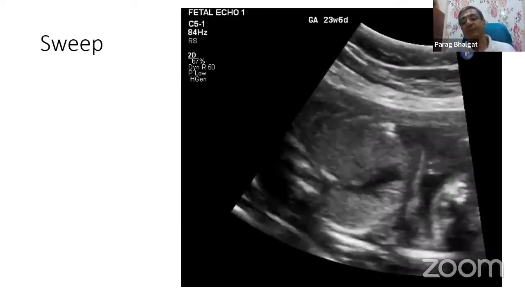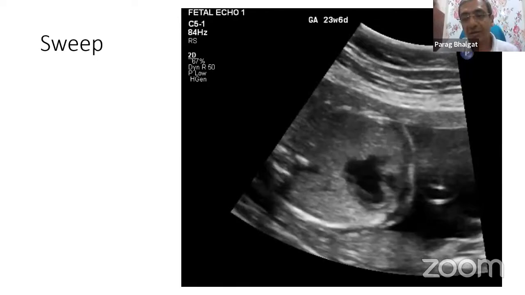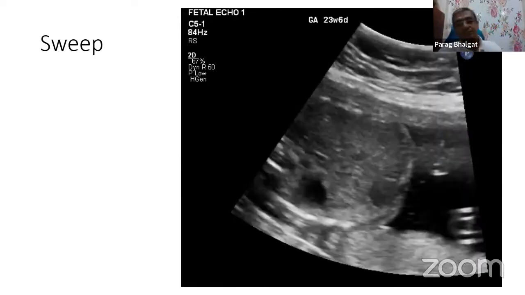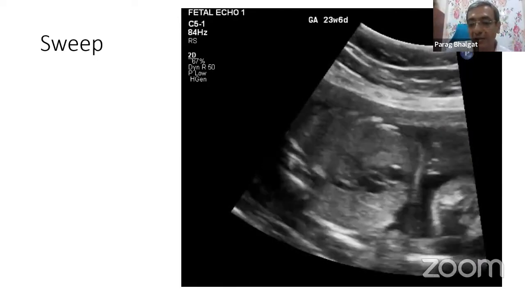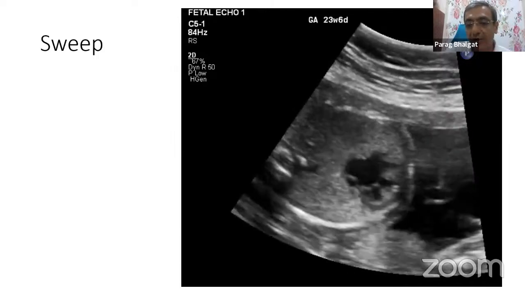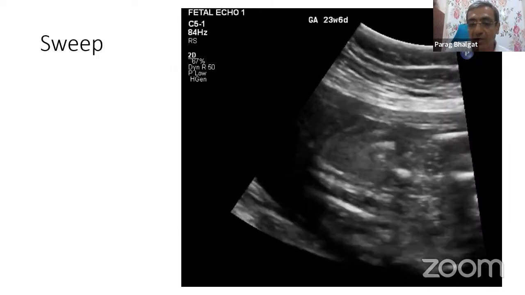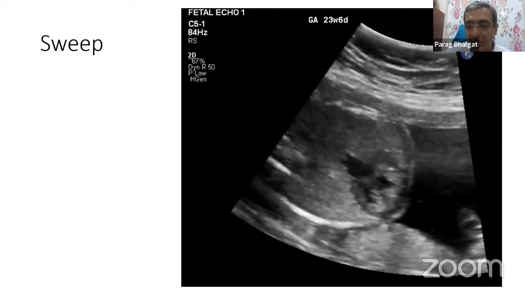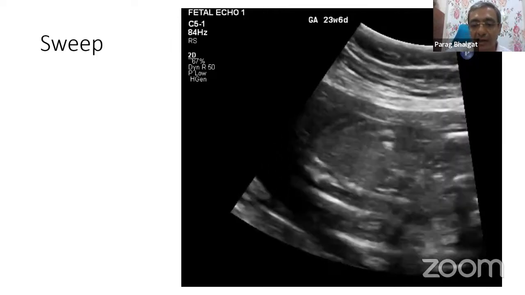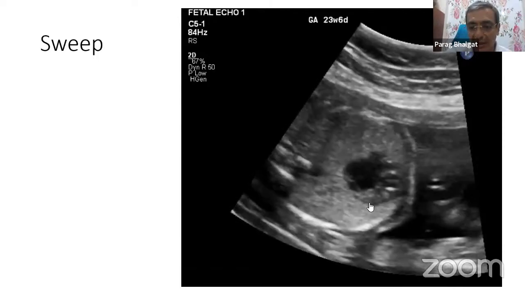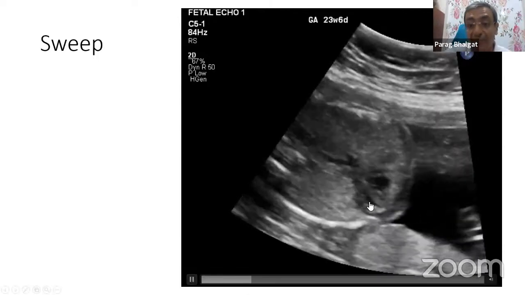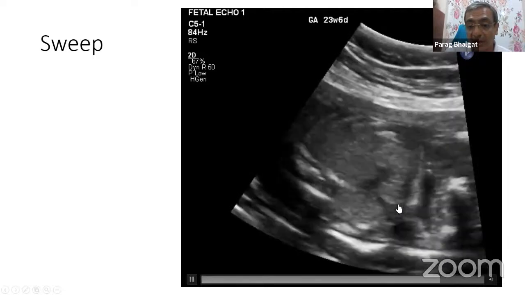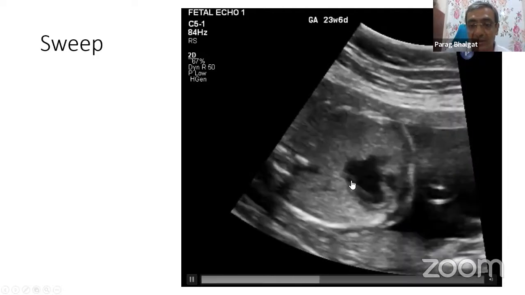And in this sweep, we can appreciate that the great arteries originate from the right ventricle. Why I'm saying DORV? Because in this sweep it shows that way. Again, the common atrium, the interatrial tissue is absent. And also note the fundic bubble and cardiac apex are on the same side.